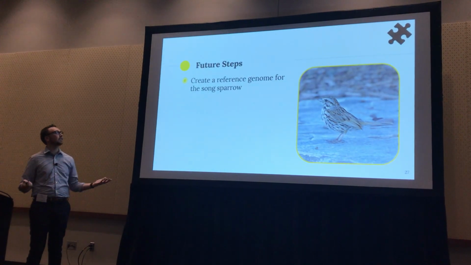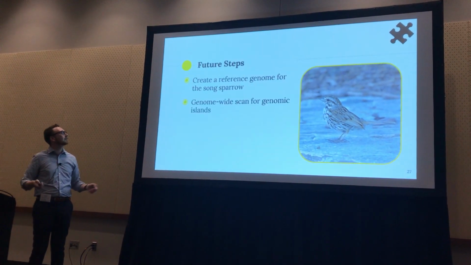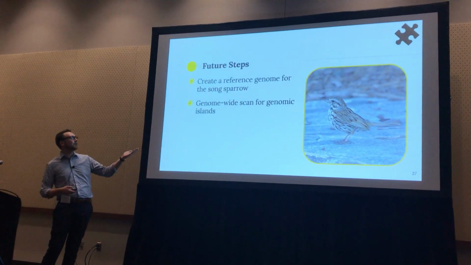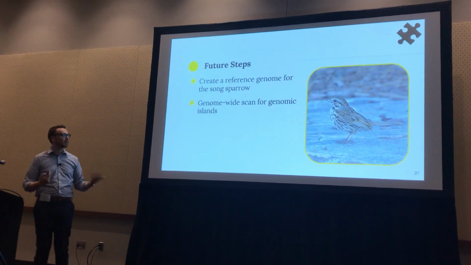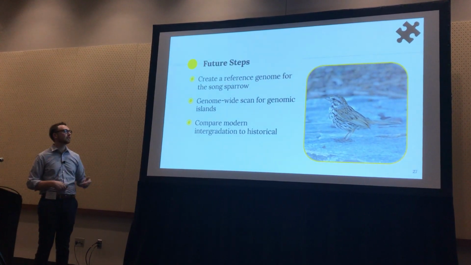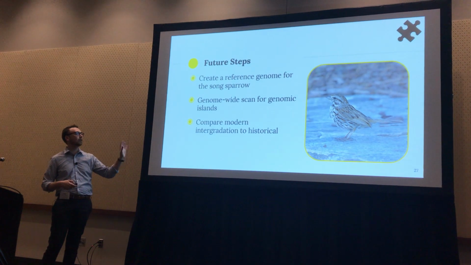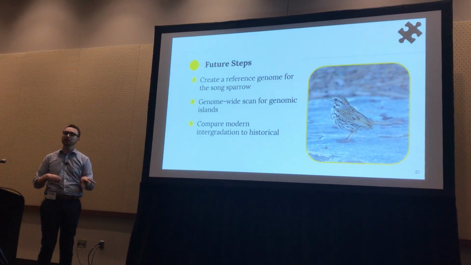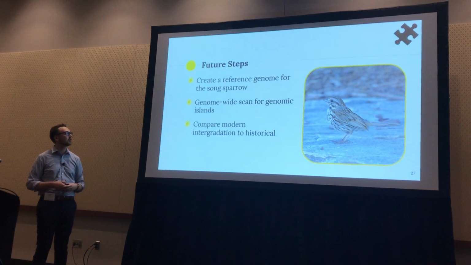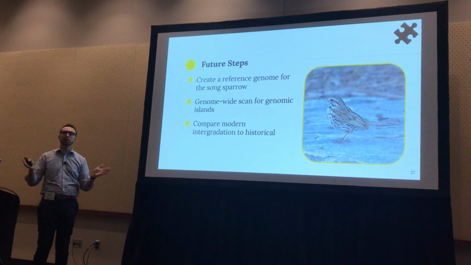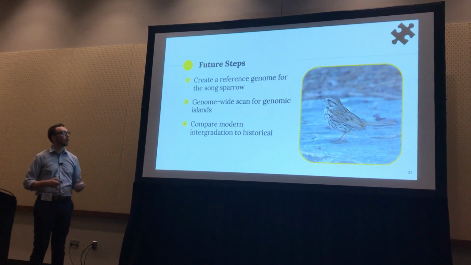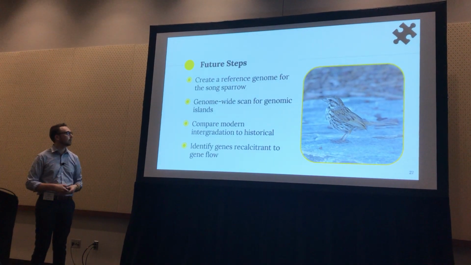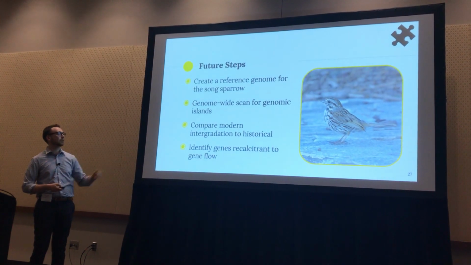So future steps, we really need a reference genome for the song sparrow, surprise. Then we could do a genome-wide scan for genomic islands, like we suspect is what differentiates these populations. We could potentially even compare modern and historical intergradation if we went into museum samples and sequenced UCEs or something. That would be an interesting thing to see, if there was more of a split before than there is today, or if this pattern has just been persistent through time. And yeah, we could look for genes for calcium channel.